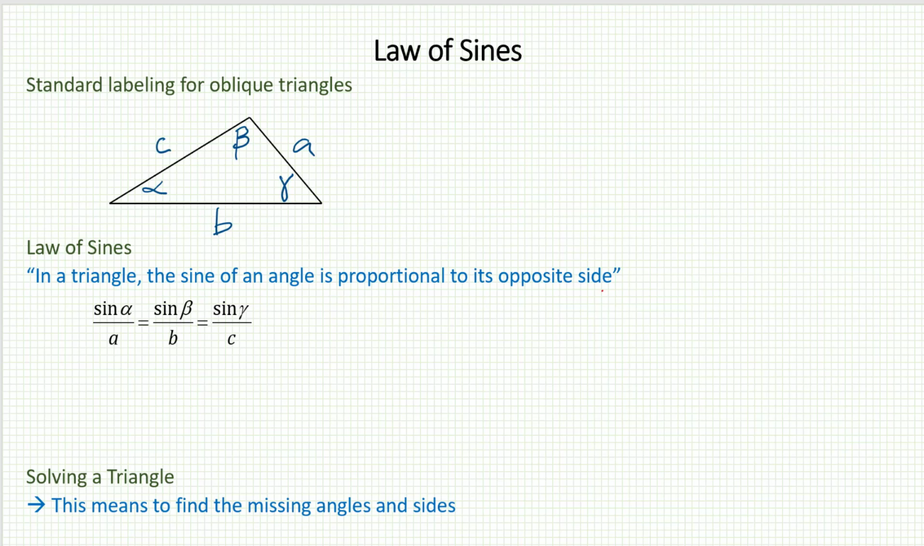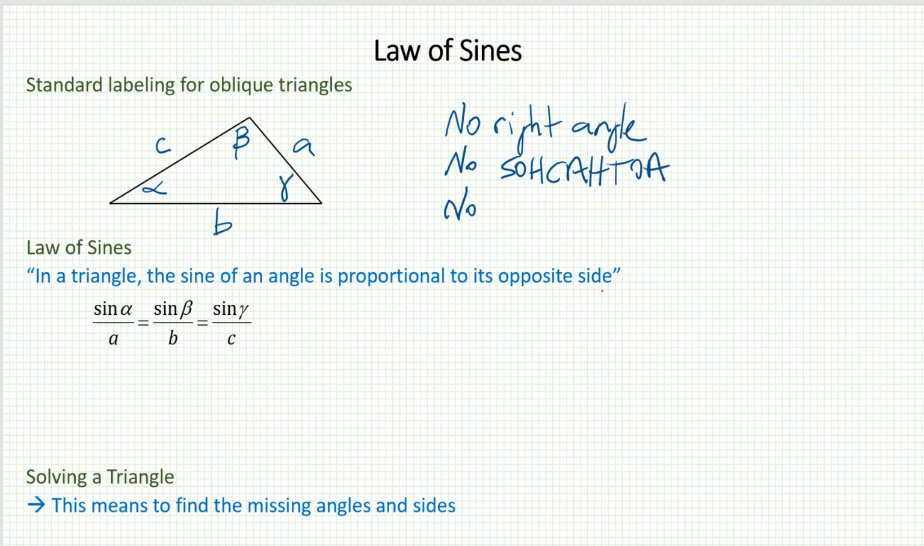You might also see for the angles capital A, B, C instead of alpha, beta, gamma. Remember, this is an oblique triangle. That means there is no right angle, which means we have no SOHCAHTOA and we have no Pythagorean theorem. Those things are only true for right triangles. Well, what do we have? How are we going to be able to work with these oblique triangles?